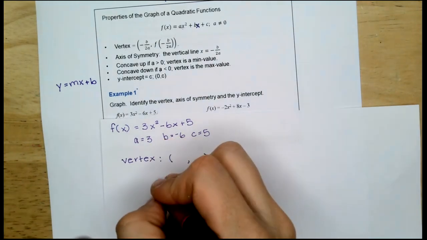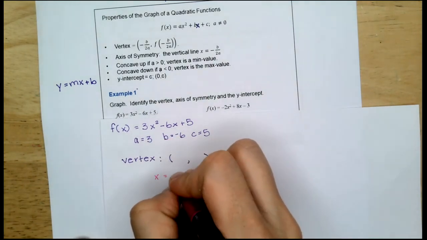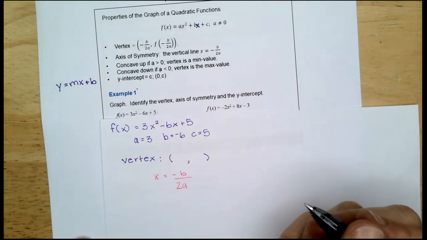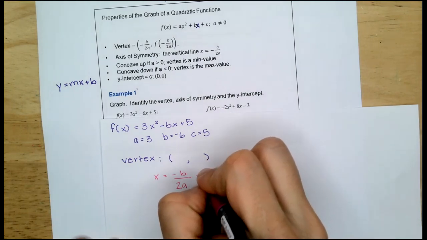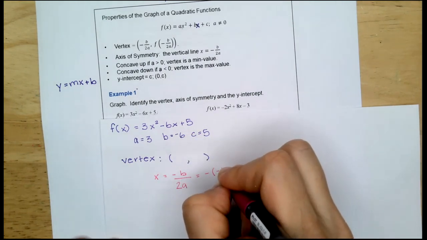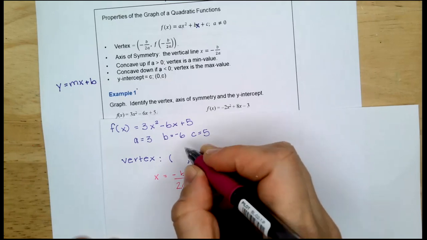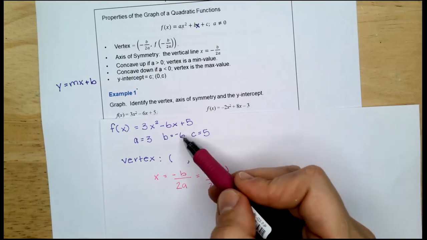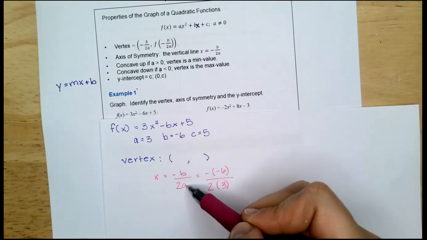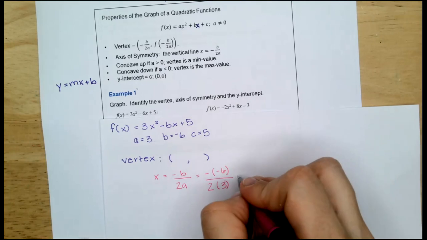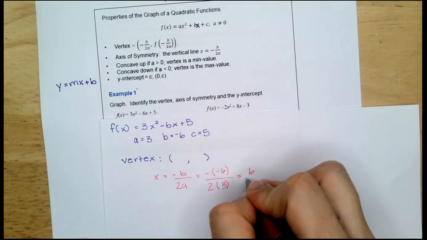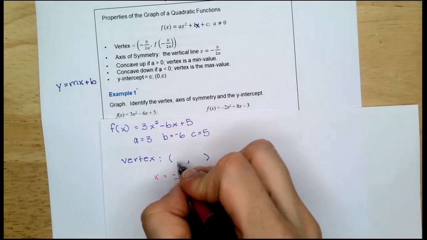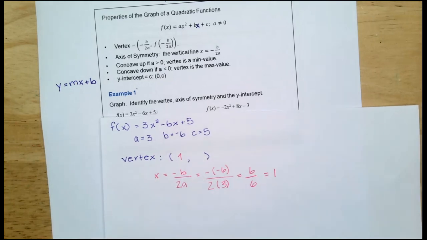My x value of my vertex is going to be negative b over 2a. I already identified my b and my a, so that's going to become negative 6 divided by 2 times 3. Okay? So negative b is a negative 6, and then 2a is 2 times 3. Negative 6 becomes a positive 6. 2 times 3 is also 6. So 6 divided by 6 is just 1. So my x value of my vertex is 1.